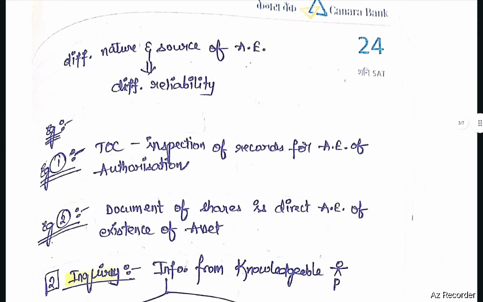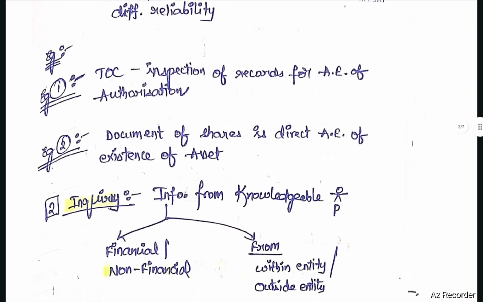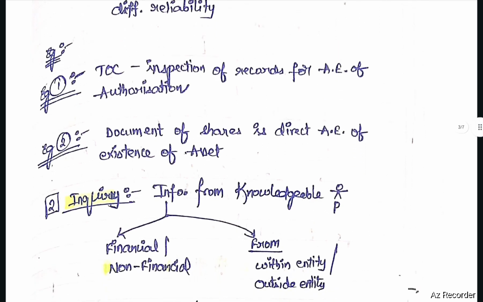Different nature and source of audit evidence, different reliability will be there. Example, in case of test of controls, inspection of records for audit evidence of authorization will be done. In case of documents of shares, it is direct audit evidence of existence of an asset.